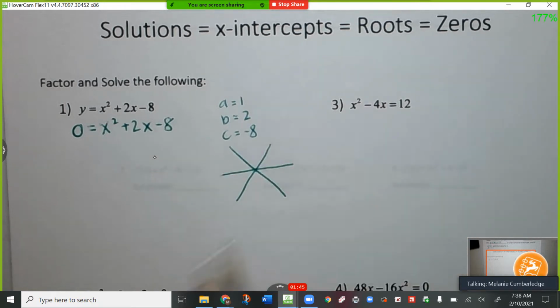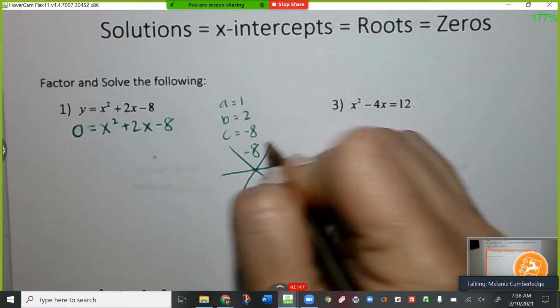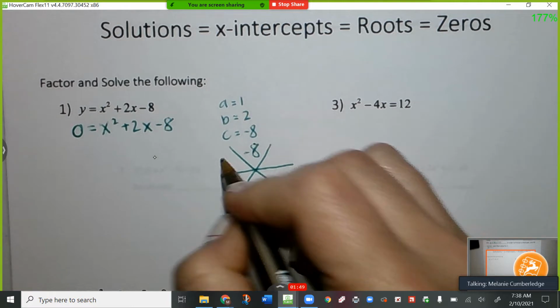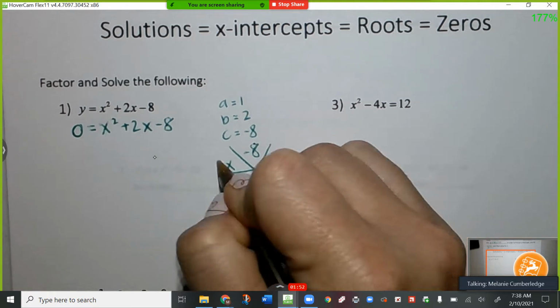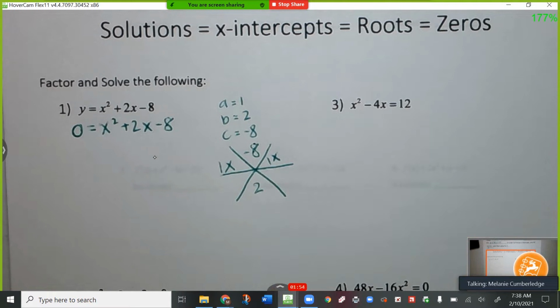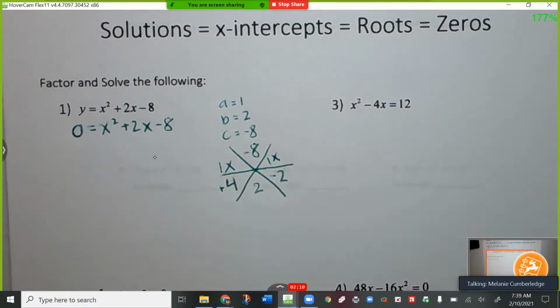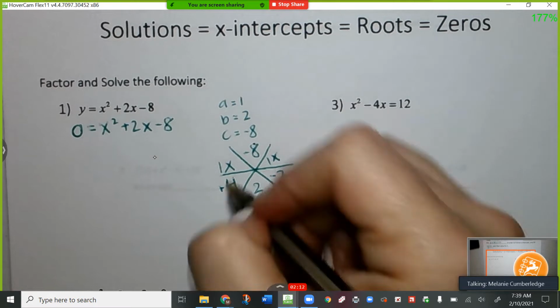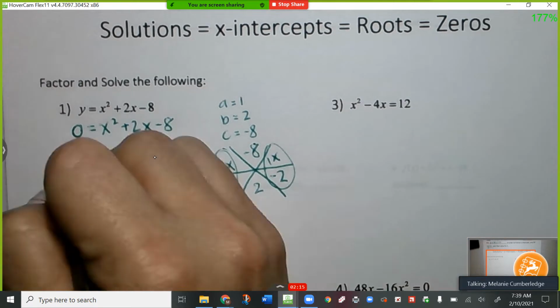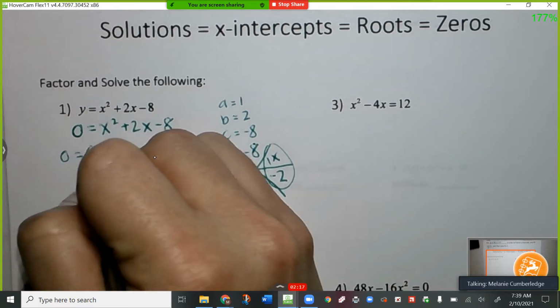Remember a times c on top, b on bottom, ax, so it's just 1x, 1x, or just x and x. So what multiplies to give me -8 but adds to give me positive 2? Who can tell me? Or -2. Yes, so positive 4 and -2. The nice thing is 1 over 4 doesn't simplify, 1 over 2 doesn't simplify. So these are my factors, and I'm going to rewrite it like this.